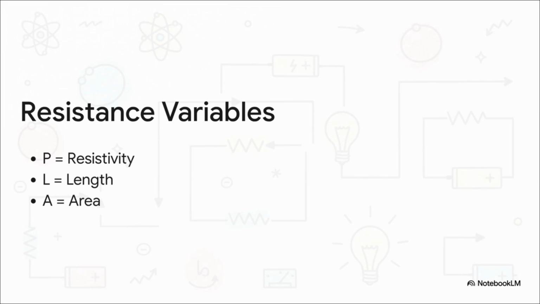The first variable, represented by the Greek letter rho, or noted sometimes as P for resistivity, is the natural resistance of the specific material you're using, so copper is very different from rubber, for instance. L is the length of the wire. The longer the wire, the further the electrons have to travel, which simply means more resistance. And A is the cross-sectional area, basically the thickness of the wire. A thicker wire is exactly like a wider pipe. It actually lowers the resistance because there's just more room for the current to flow.